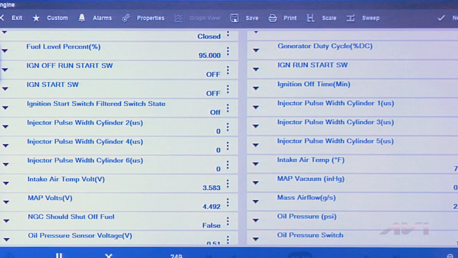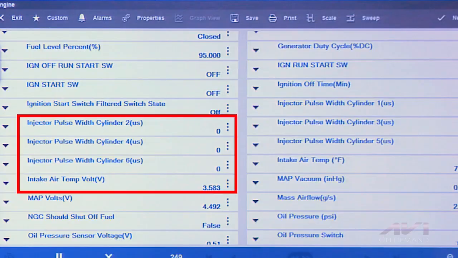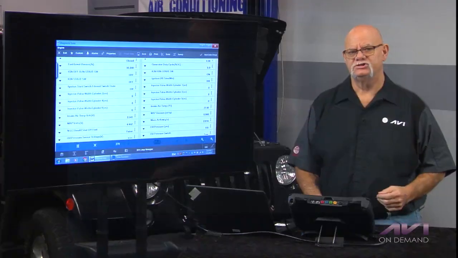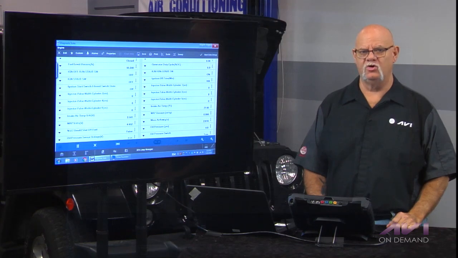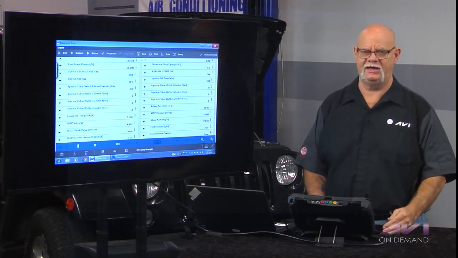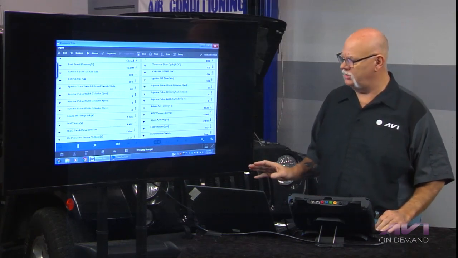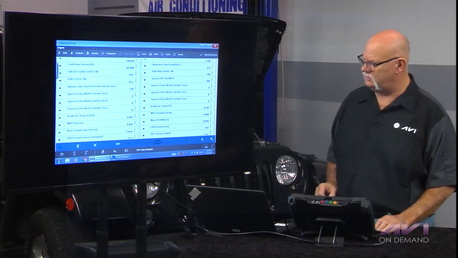We have several PIDs on this particular page on the Zeus that we want to concern ourselves with in regards to MDS. Notice that we have the injector pulse width in microseconds for cylinder 2, 4, and 6 on the left-hand side and 1, 3, and 5 on the right-hand side. If you are in cylinder management, MDS, you're going to see that injector pulse width go to 0 on the 3 cylinders that it would turn down. In the case of a Hemi with a V8, there would be 4 cylinders. So that's pertinent information to confirm that the computer is turning off the injectors when it's deactivating the cylinders.